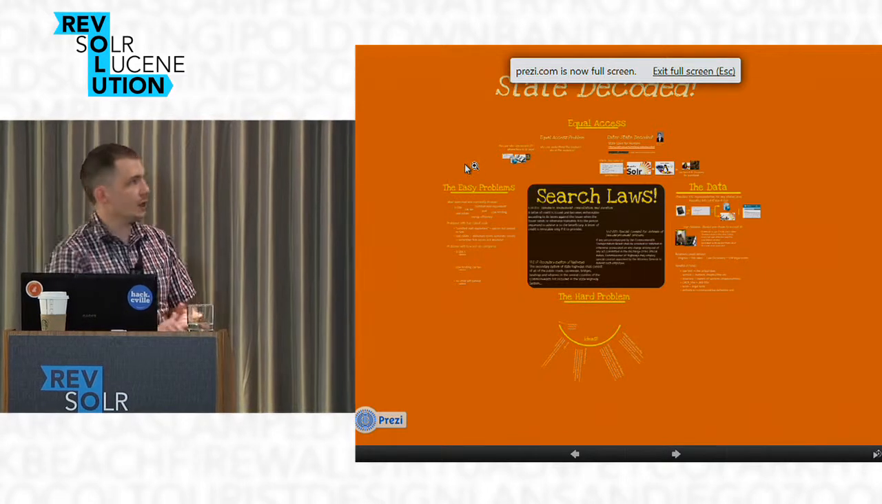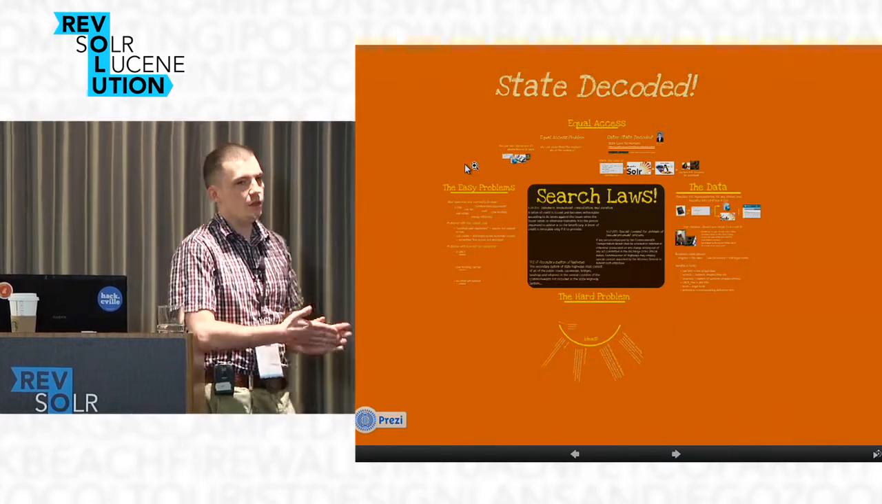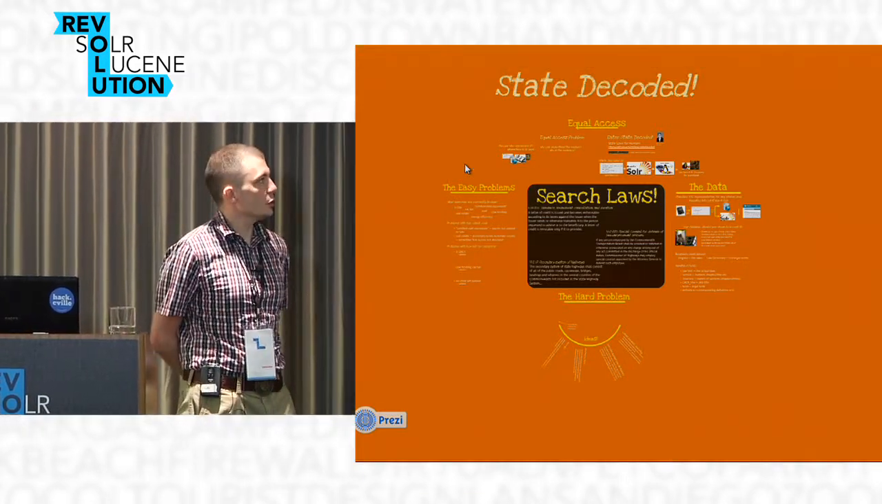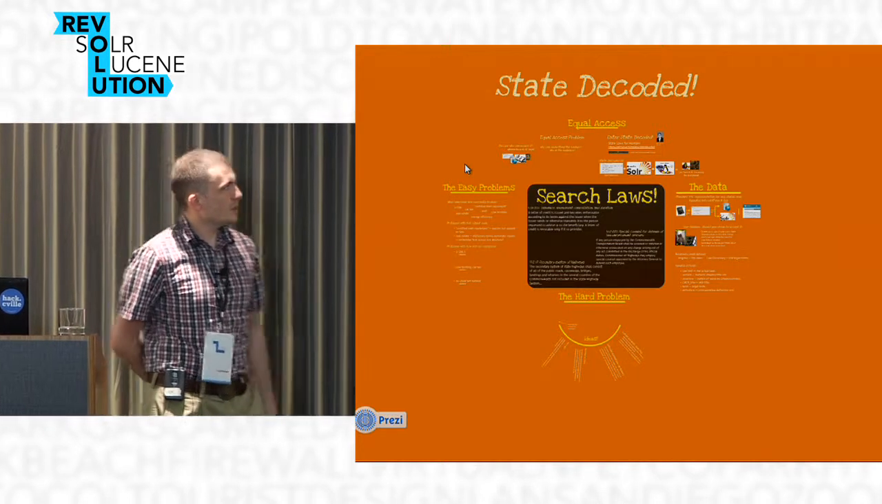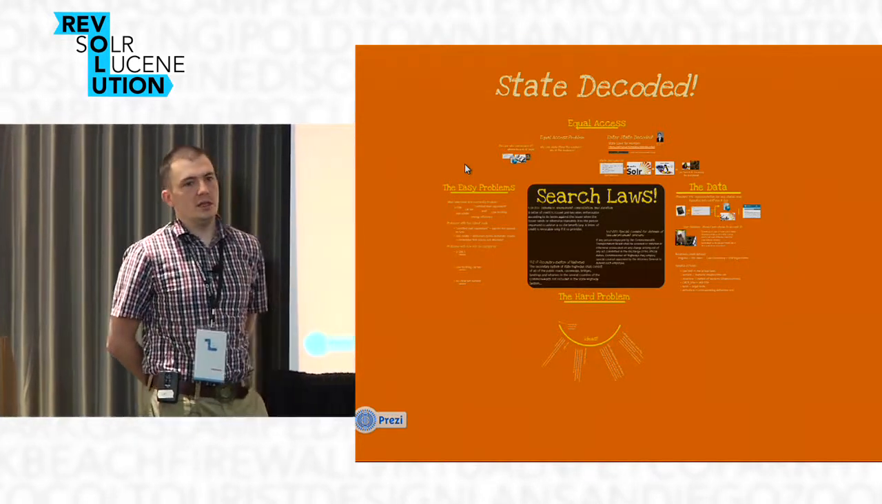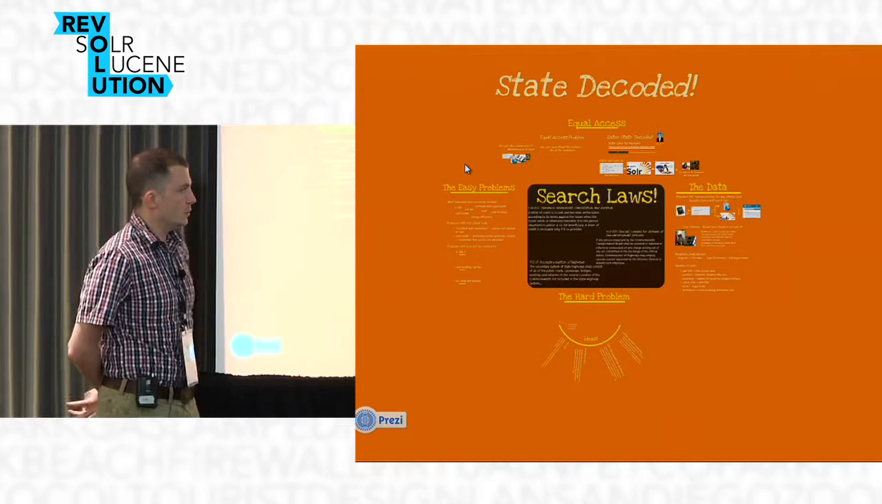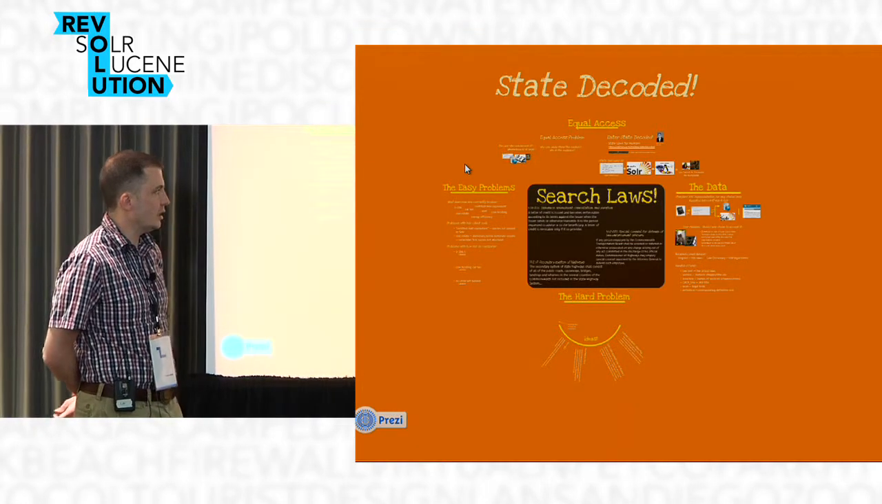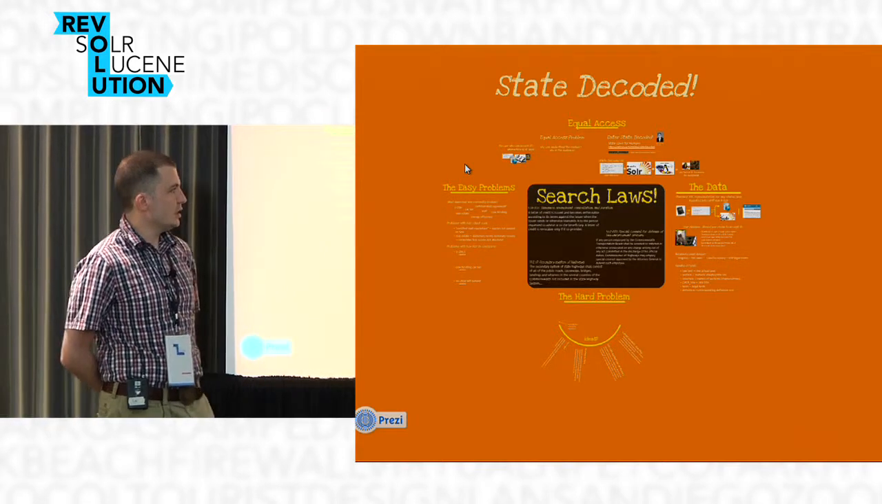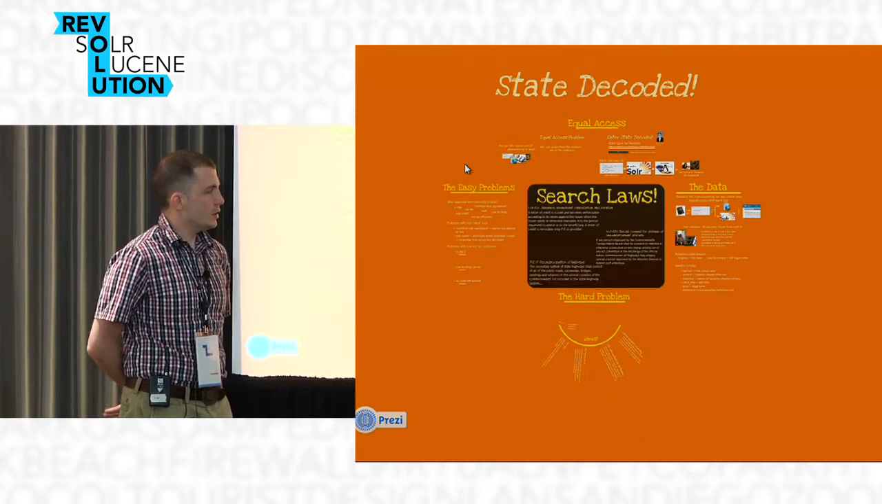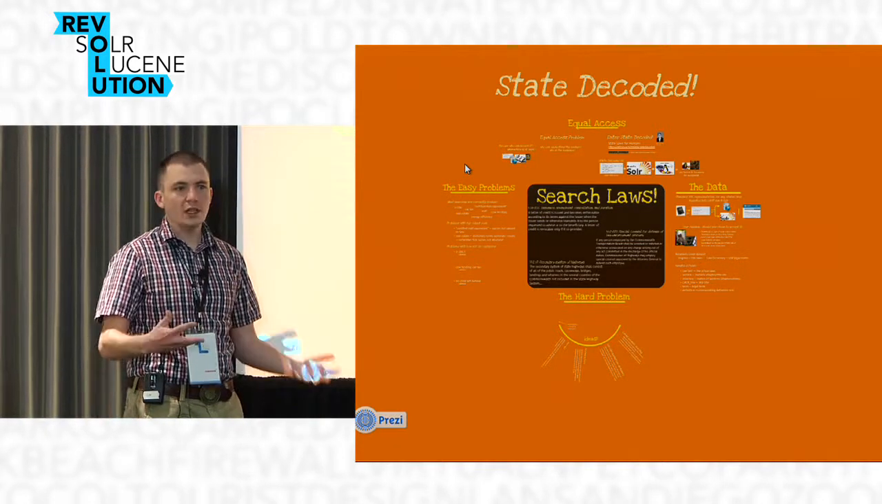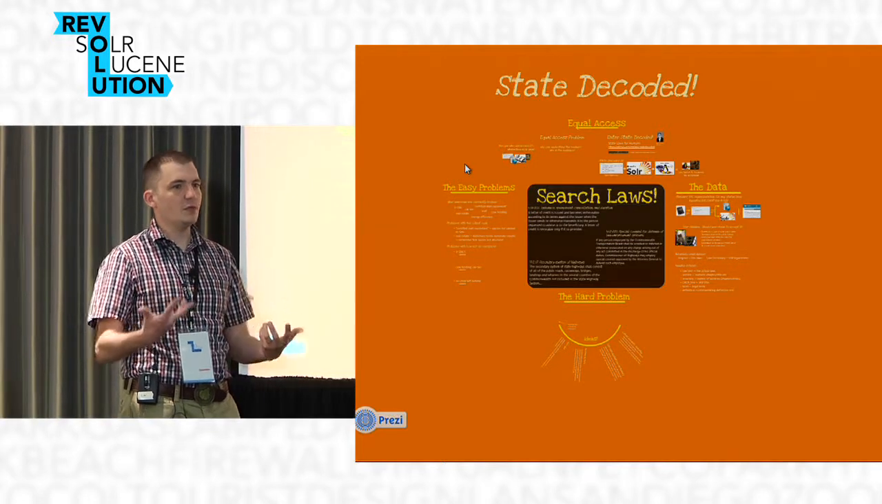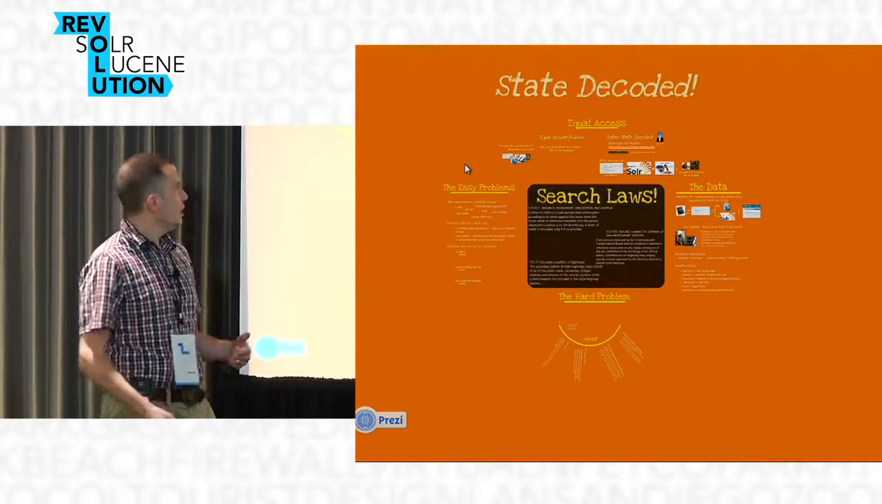So what we're going to be talking about is State Decoded, which is a state law search project. I'm going to give some motivation for why this is socially important. Search and discovery around laws is very important for our society. We're going to dive a little into the data, what the structure of the data looks like, to give you some foundation on the search problem.